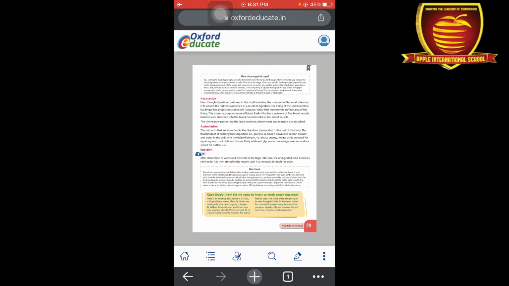Okay, and the last one is egestion. So what is egestion? As we all know, the removal of waste material from our body, that process is known as egestion. Okay, and it is then stored in the rectum, meaning that the waste material is stored in the rectum, until it is removed through the anus.